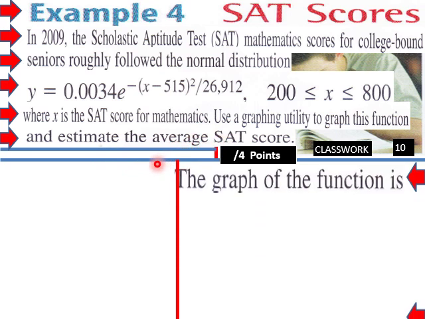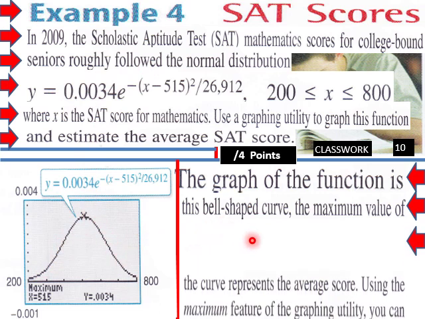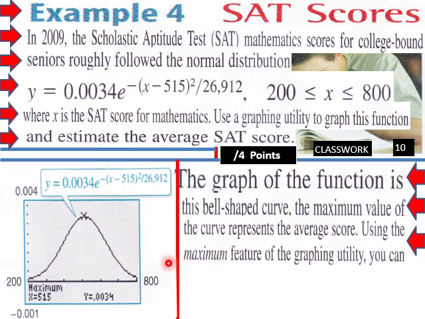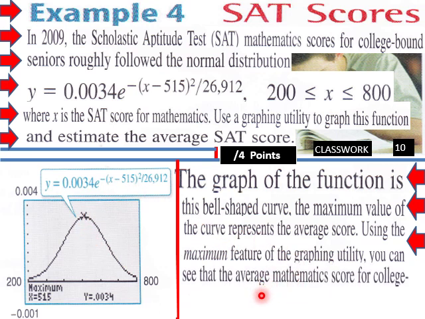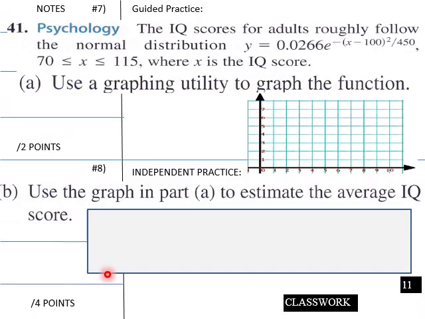So the graph of the function is this bell-shaped curve. Here is the graph of this function. This is what it will look like. The maximum value of the curve represents the average score, which should be right here. Using the max feature of the graphing calculator, you can see that the average math score for college-bound seniors was about 515. So this shows your values down here. y equals 0.0034, and then your x would be 515 here.